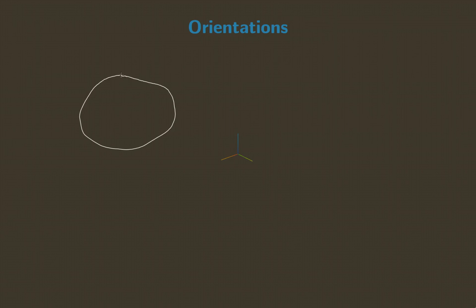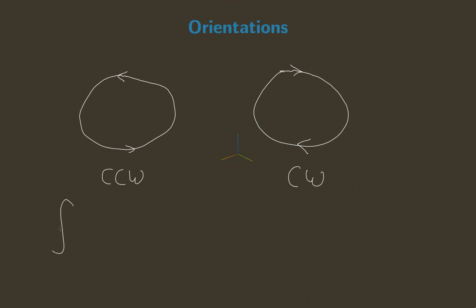So recall that if we have a simple closed curve, then this has two orientations. We can traverse it counterclockwise, or we can traverse it clockwise. And when we defined the integral of a vector field over our curve, this integral changes sign when we reverse the orientation.